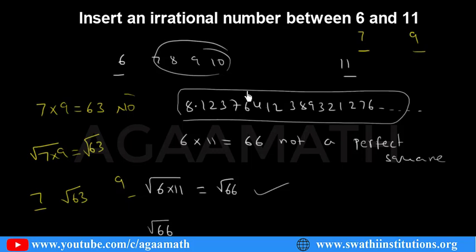So this is how to insert an irrational number between two given numbers. I hope you all understood well.